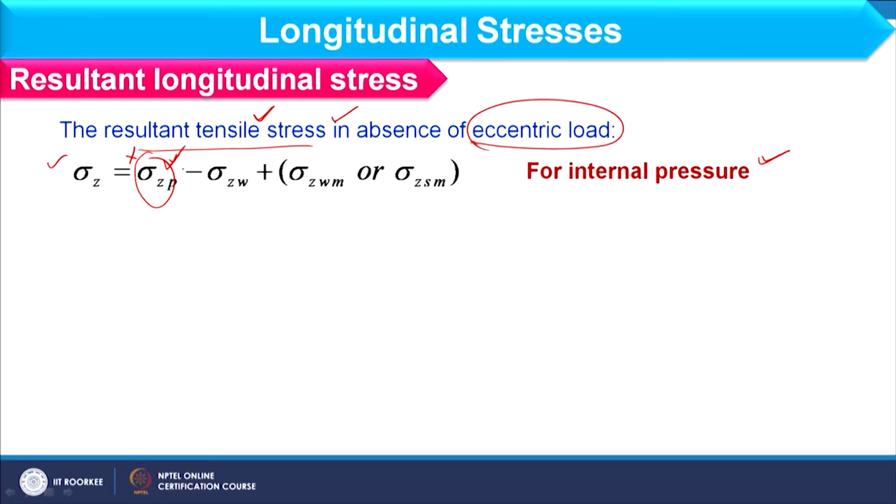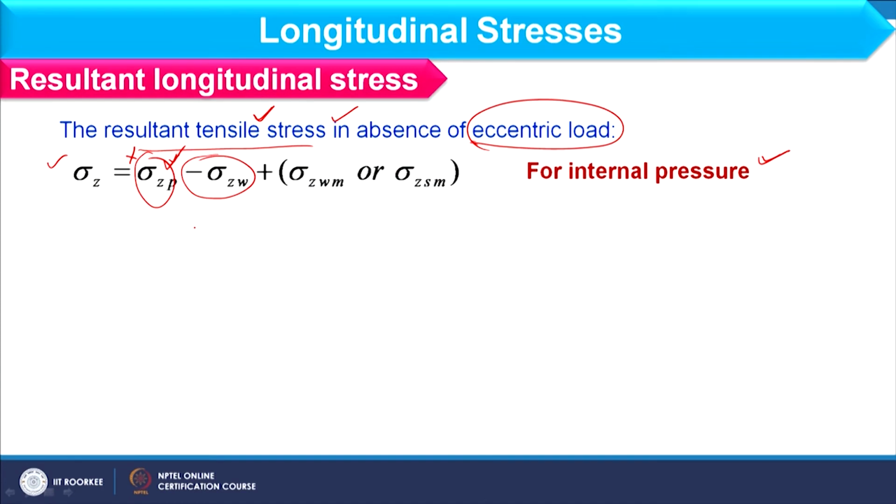And next is stress due to dead load, that is sigma zw. Okay. So, what will happen? Dead load will always be compressive, it will never be tensile. So, if I am considering the tensile stress, sigma zw should be negative. I hope it is clear.